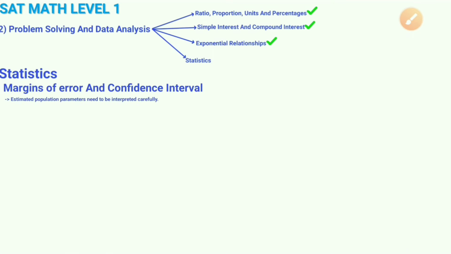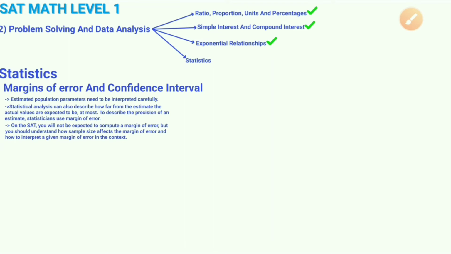Margin of error and confidence interval. Estimated population parameters need to be interpreted carefully. Statistical analysis can also describe how far from the estimate the actual values are expected to be at most. To describe the precision of an estimate, the statistician uses the margin of error. On the SAT, you will not be expected to compute a margin of error, but you should understand how sample size affects the margin of error and how to interpret a given margin of error in context.